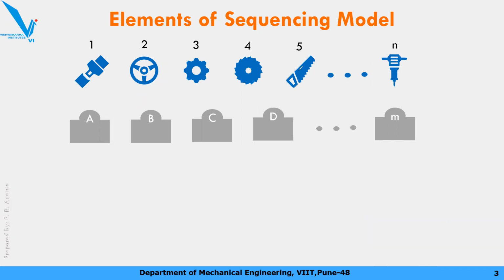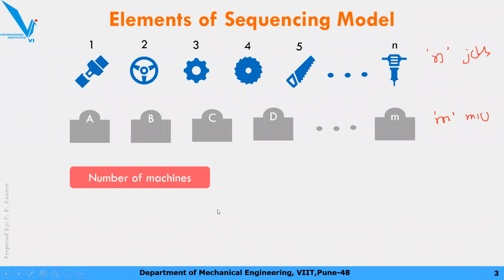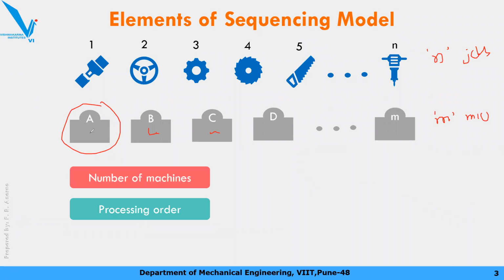Now the elements here: the n number of jobs is one of the elements, and the m number of machines is another element. Next, the processing order. You cannot change the sequence of order. It is not the case that to make a steering wheel you need a lathe machine and a milling machine, but you have a drilling machine, so you take it to the drilling machine instead. You already know the processing order, and you have to obey that processing order.